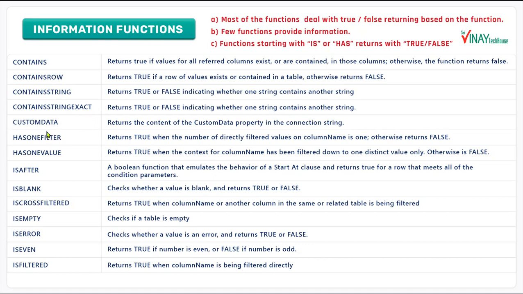And this is a custom data property in the connection string. If you want to get it, then go to this concept. Has one filter: if it is having only one filter, returns true, otherwise false. Has one value: if it is having only one value, returns true, otherwise false.